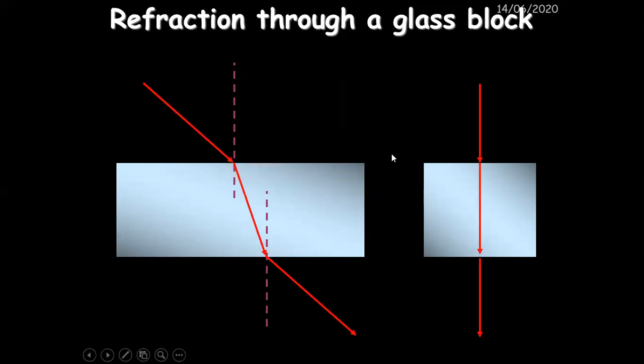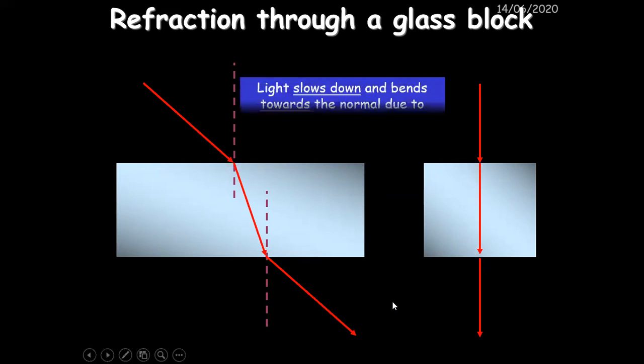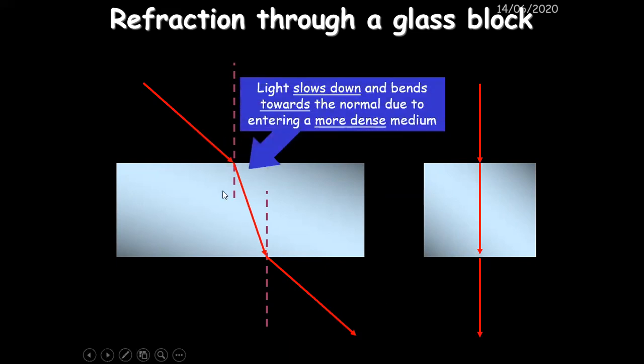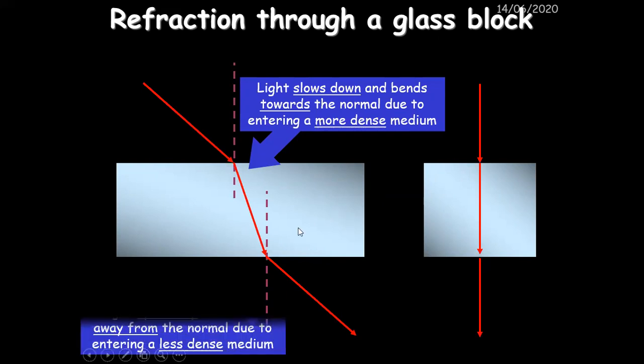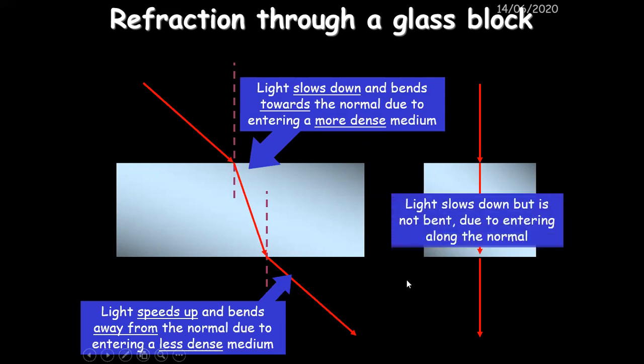And notice also, when the light goes straight through along the normal, it's not at an angle to the normal, it will not bend, it will pass straight through. So light slows down and bends towards the normal due to entering a more dense medium. Light speeds up and bends away from the normal due to entering a less dense medium. In this one, light slows down because you're going from lighter into heavier, but it's not bent because of the angle you've come in at.